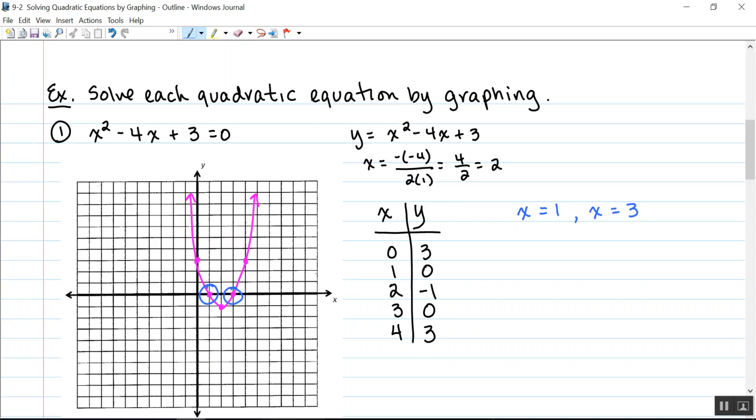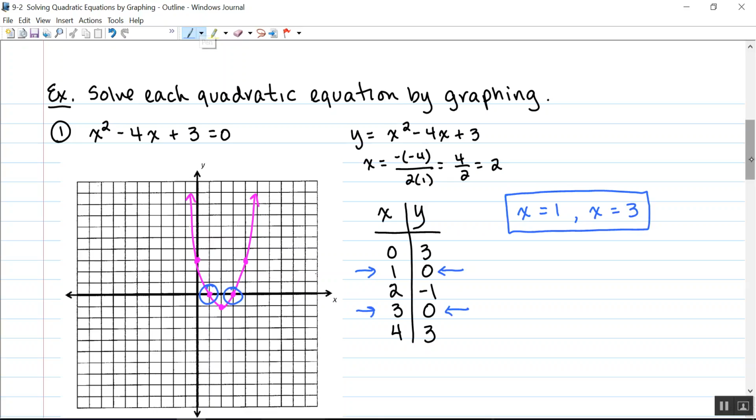Now, you'll notice that at those 2 points, when x is 1 and x is 3, my y is equal to 0. And that's no coincidence. That's the way it's supposed to be. So I'm looking for the x coordinates when y is equal to 0, or when the graph crosses the x-axis.